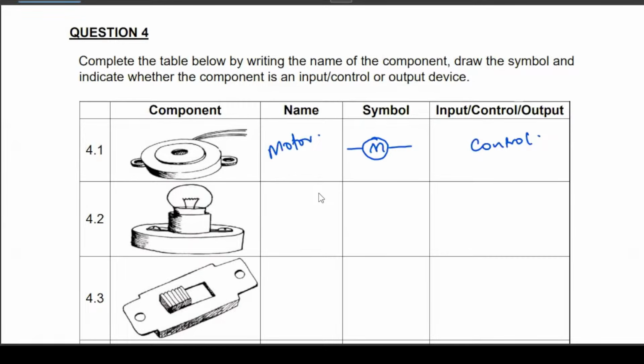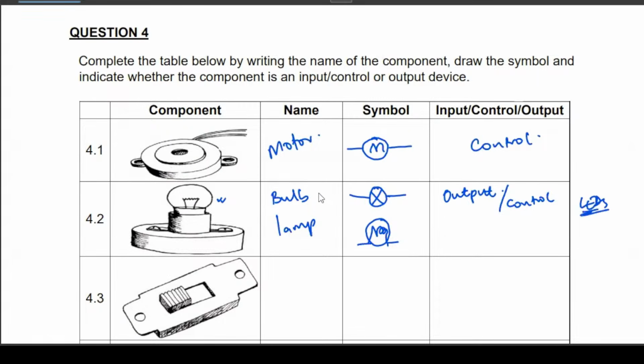We know that this is a light bulb or a lamp. Some people will call it a lamp. And the symbol, we can have something like that with some connecting wires, or some people would prefer to put something like that. Okay, so those are the symbols that are acceptable. And then we know that a bulb is an output, but it can also be used as a control, like in the case of the LEDs, whereby they indicate to us whether current is flowing or something of the sort.